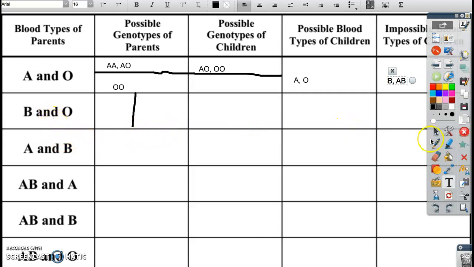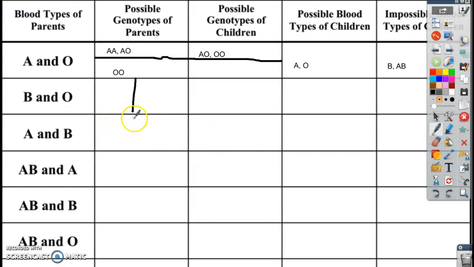I'm going to go down here to A and B, because that one's going to be a little bit different. So let's try that one. We're going to draw a line down the middle here. I like that better, I think, than the other way. Whichever way makes you feel better.